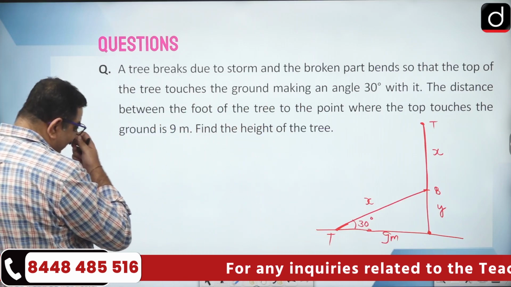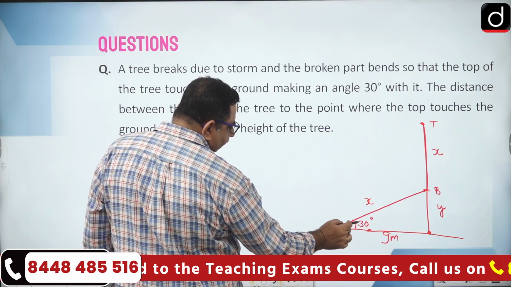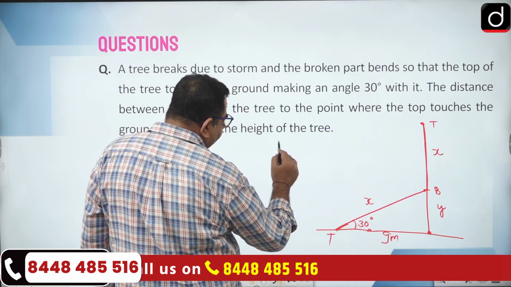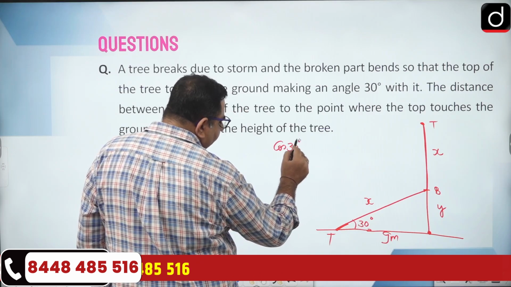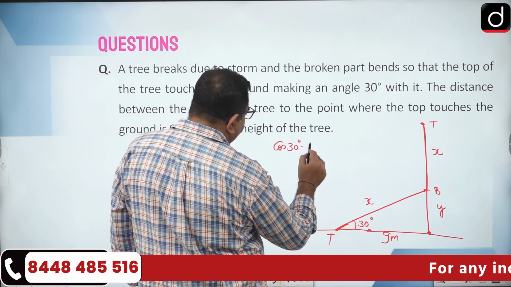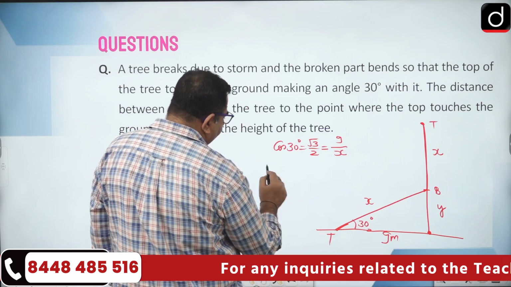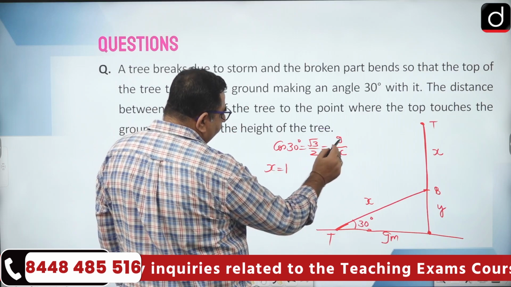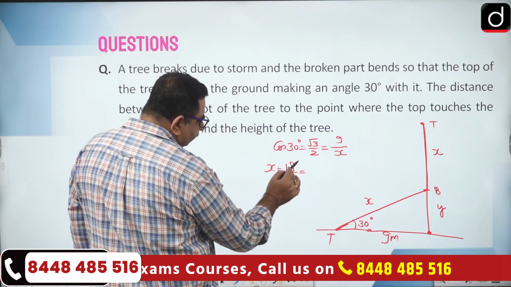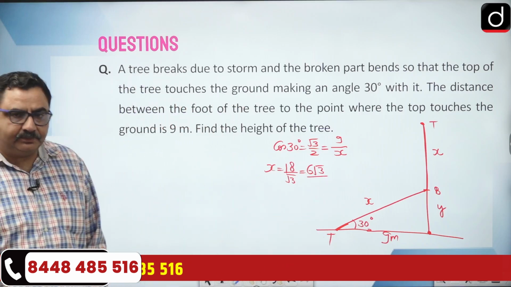So in this triangle, suppose I want to find the value of this x. So this is base, this is hypotenuse. So base and hypotenuse, what is the relation? Who gives me the relation in base and hypotenuse? Cos theta. So cos 30 degree, which is root 3 by 2, is equal to base by hypotenuse. So x is what? 2 into 9, 18 by root 3. So that is 6 into 3. 3 by root 3 is root 3. So x is 6 root 3.